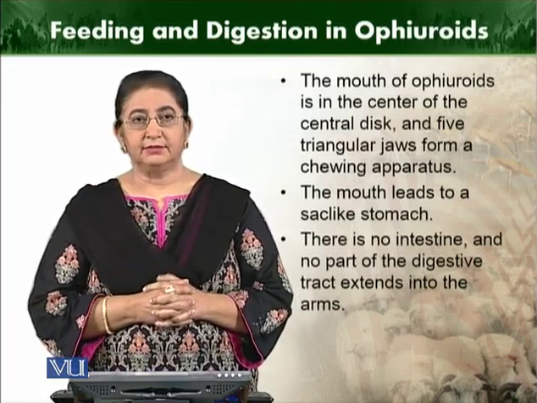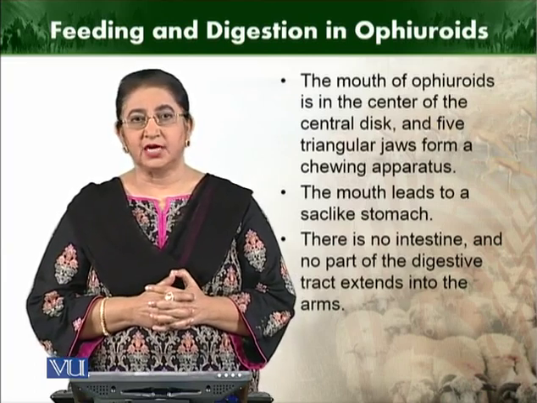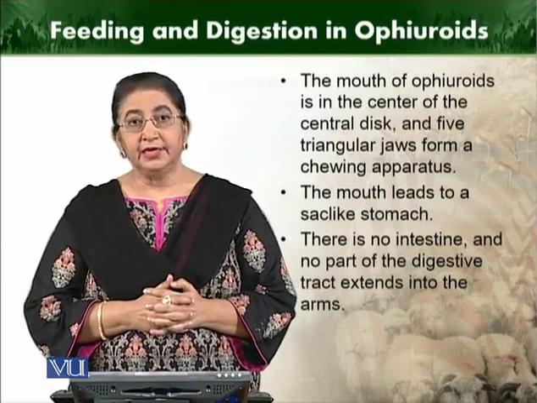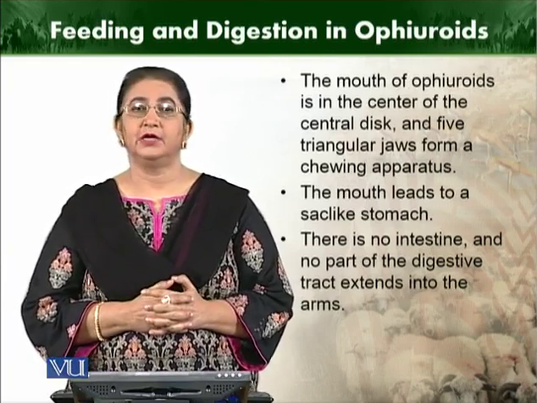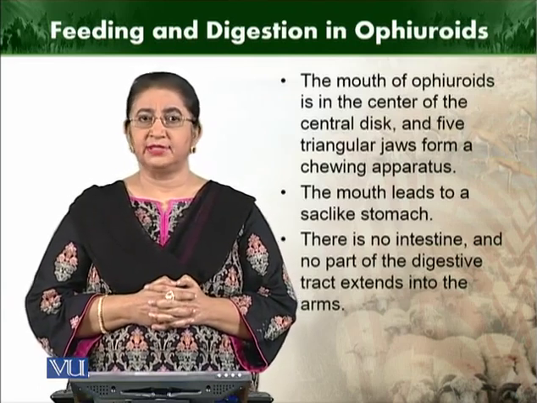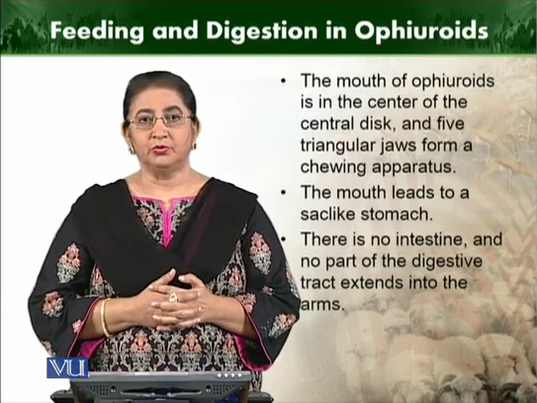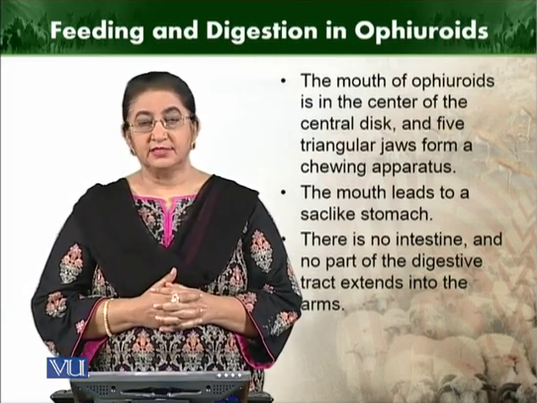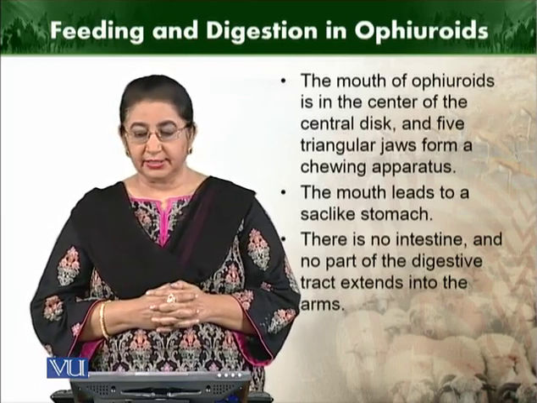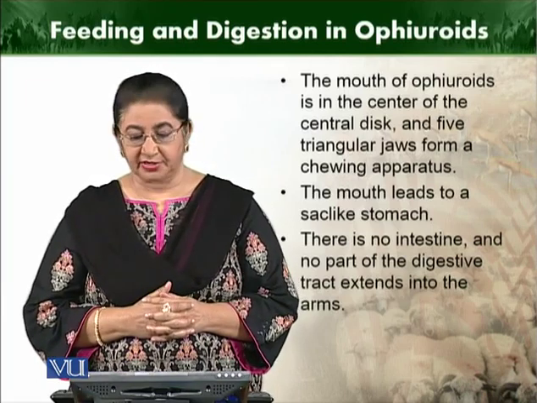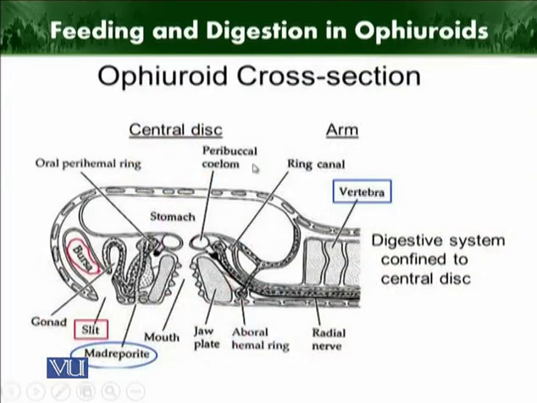अब जो माउथ है it is present in the central disc और वहाँ से 5 ट्रायंगुलर जाज जो हैं दे आर रेडिएटिंग लीडिंग टू ईच आर्म, और ये जो जाज हैं दे नॉर्मली फॉर्म द च्यूइंग अपरेटस। व्हाटसोएवर फूड इज कैप्चर्ड ये उसको च्यू करेंगे, और च्यू करने के बाद माउथ जो है दिस लीड्स इनटू द सैक लाइक स्टमक। ईच आर्म इज हैविंग इट्स ओन स्टमक, देयर इज नो इंटेस्टाइन एंड नो पार्ट ऑफ द डाइजेस्टिव ट्रैक्ट extends into the arm.